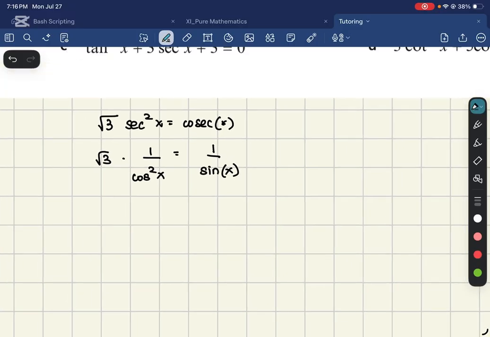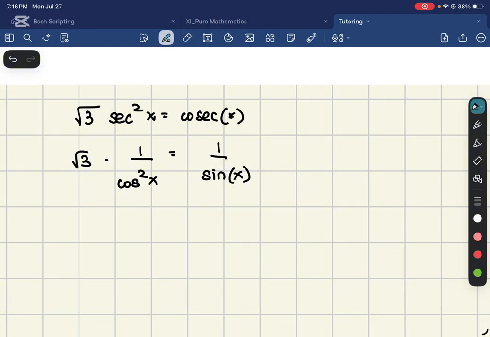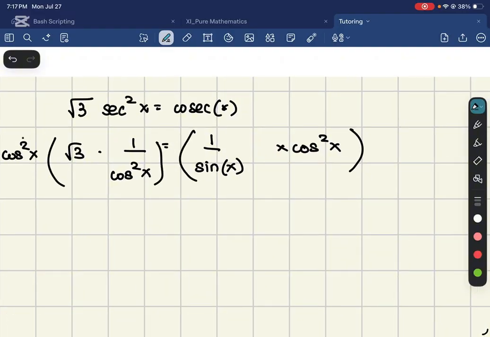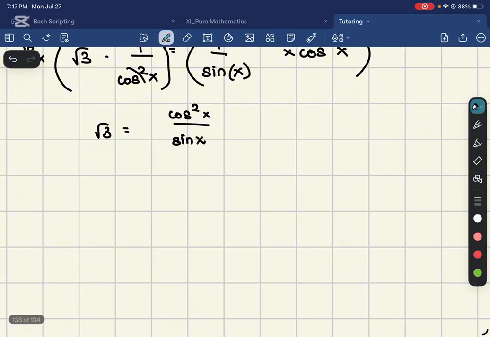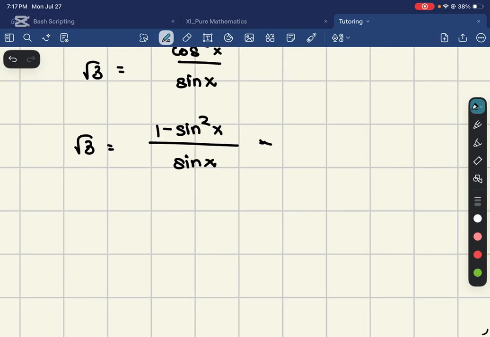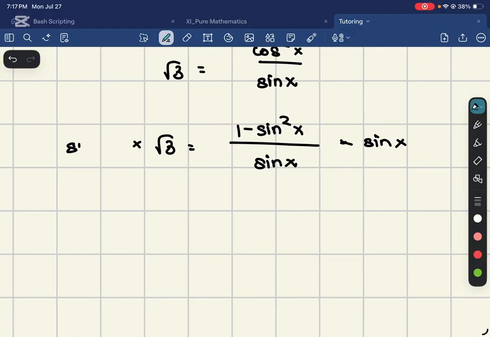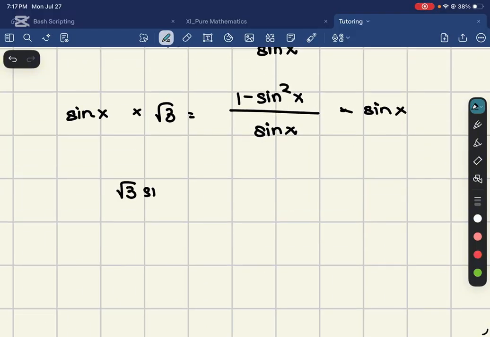And now I can multiply both sides by cos squared x, right? I'm going to multiply both sides by cos squared x. And these will cancel out. So I get root 3. And on my left-hand side, I get cos squared x over sine of x, right? Now I can simplify this further because cos squared x is just 1 minus sine squared x over sine of x, right? And I can multiply both sides by sine of x, and I get this expression, root 3 sine of x is equal to 1 minus sine squared of x.